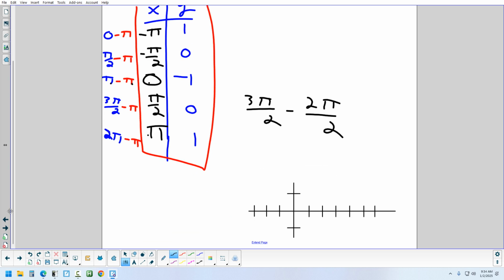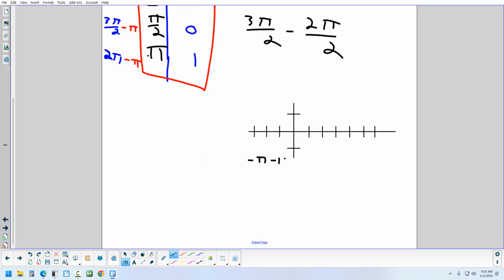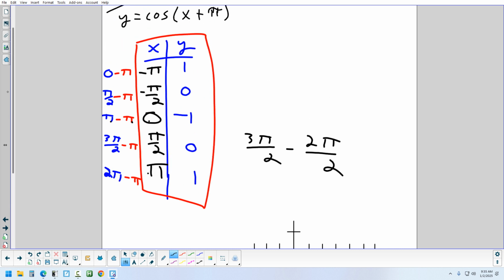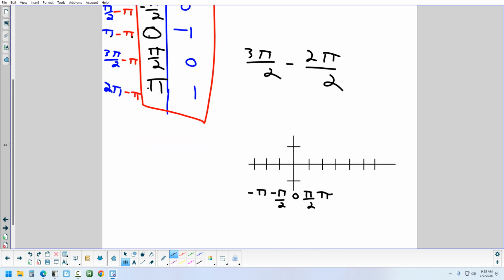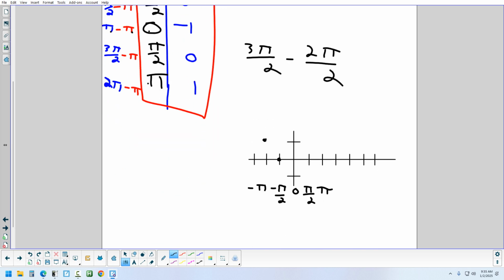All right, and now the sketch. Again, we started with 5 x values that were all equally spaced. We took them and shifted them all together, so they are still equally spaced. So use them as your markers for your tick marks. Negative pi over 2. You don't have to label 0. I know the axis is 0, but if you want to, that's fine. Pi over 2 and pi. We're going to have 1, 0, negative 1, 0, 1.